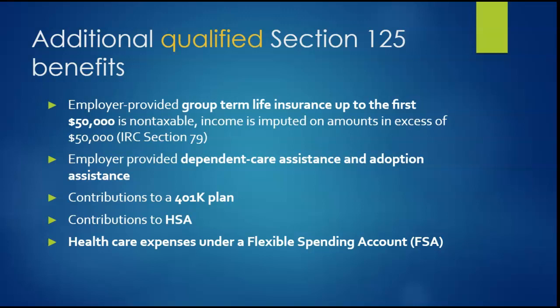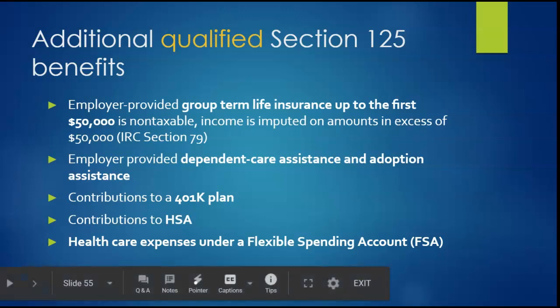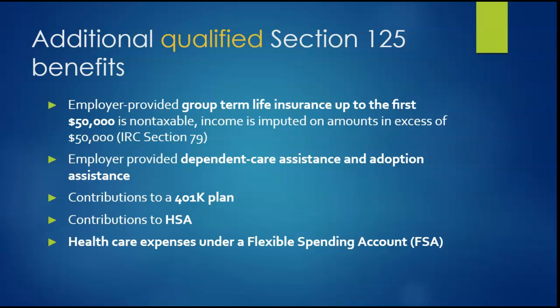Employer provided dependent care assistance and adoption programs, and as I mentioned, dependent care FSA caps out at $5,000. If you file individually, I think it's like $2,750 that each person can claim for dependent care assistance, and then adoption assistance. Contributions to your 401k, of course, are covered under Section 125, and contributions to your HSA. So again, the tax benefits that you have on that investment product as well. And then healthcare expenses under the flexible spending account. So these are all things that are covered under Section 125.